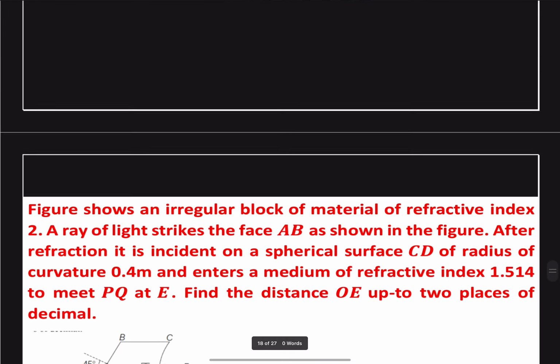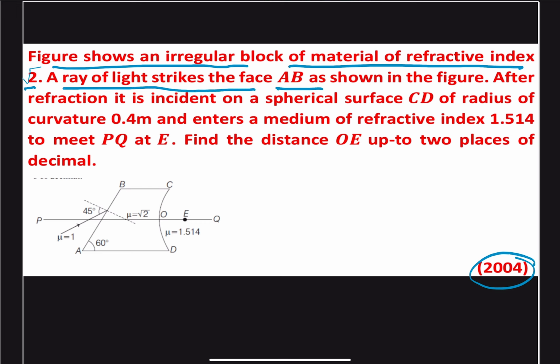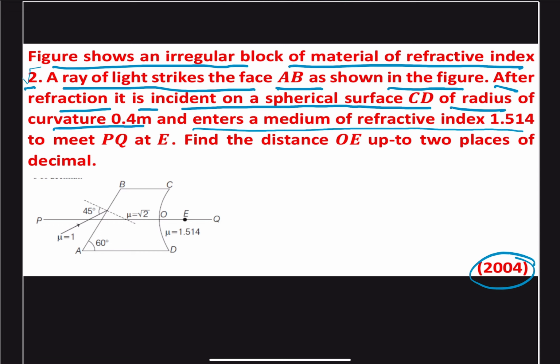Next question. It was also asked in the year 2004, and it states that the figure shows an irregular block of material of refractive index 2. I think it has to be square root of 2 rather. Square root of 2. A ray of light strikes the face AB as shown in the figure. After refraction, it is incident on the spherical surface CD of radius of curvature 0.4 meter and enters a medium of refractive index 1.5414 to meet PQ at E. Find the distance OE up to 2 places of decimal.